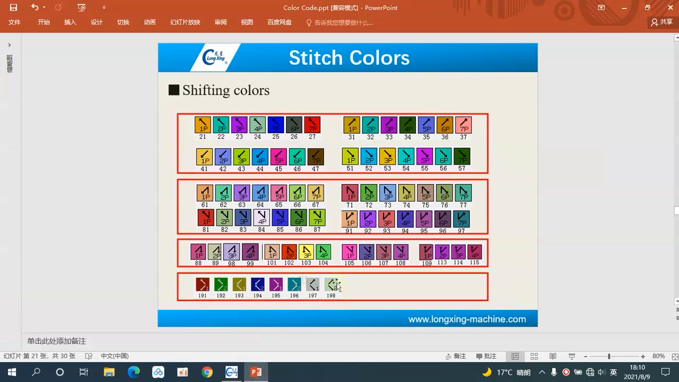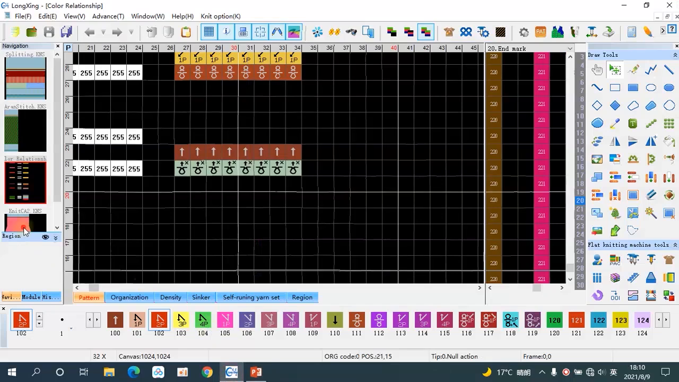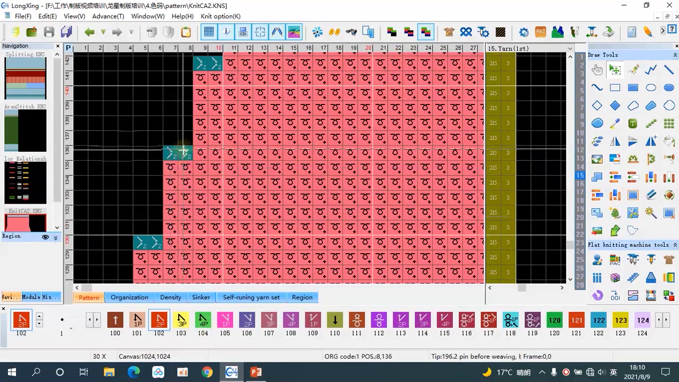This part is the jacquard shifting colors. It's mainly used for double layer. Now you can see there is 196.